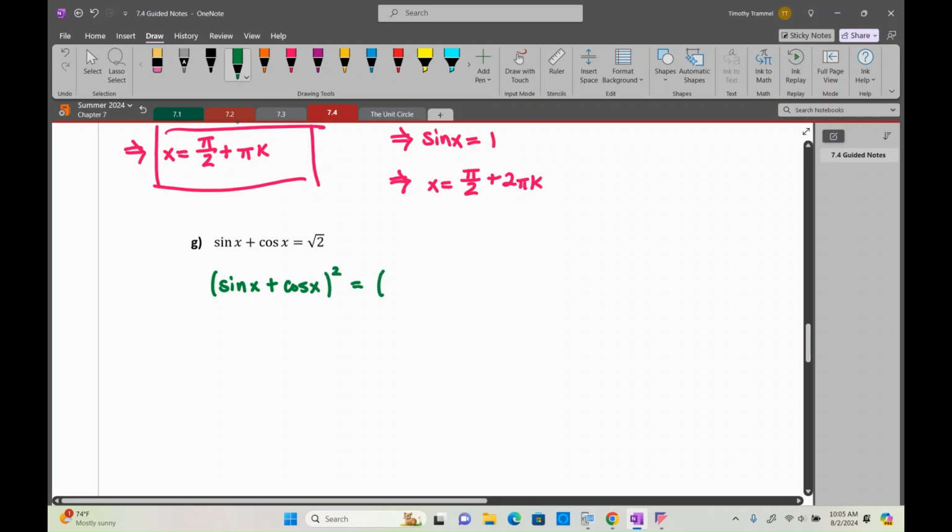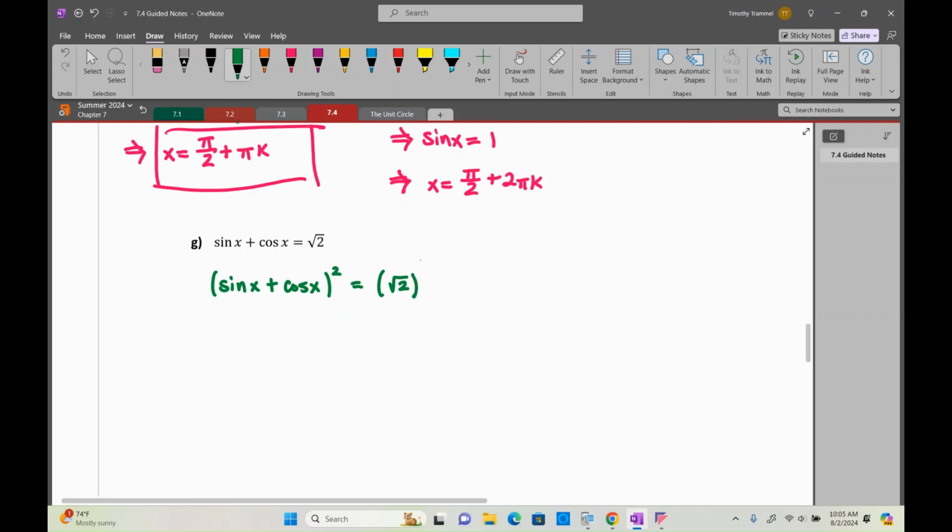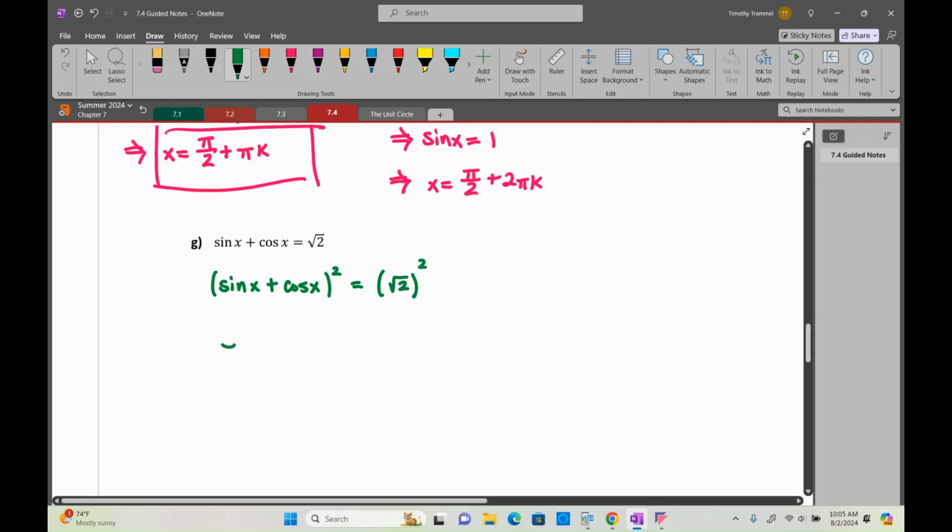So again, I'm just squaring each side. Okay. And so I'm going to get a sine squared x plus, and remember, we need to FOIL here. So I'm going to end up with a 2 sine x cosine x in the middle, and then plus cosine squared x.